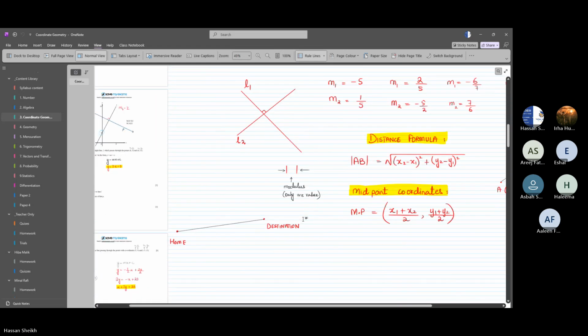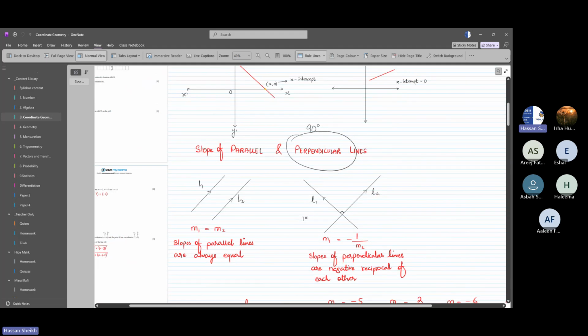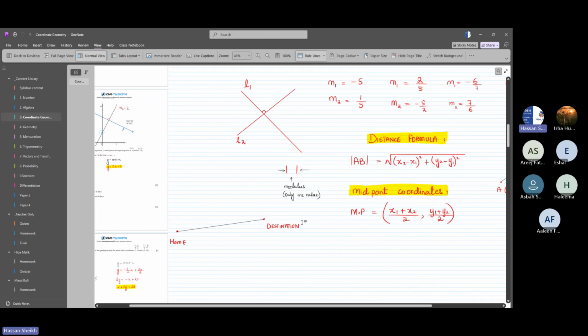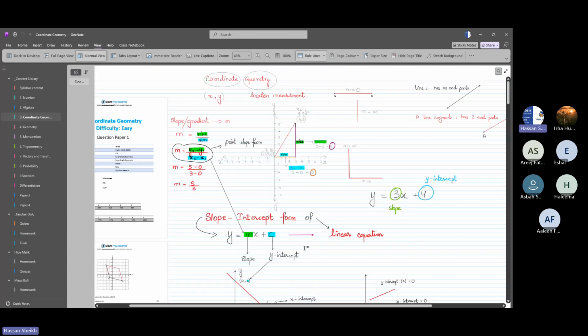Okay. Do you have perpendicular and parallel lines, Irha, in syllabus content for the assessment? Yes, sir. Do you have this distance formula and midpoint as well? Yes. Okay. So I need a 5 minute break, and after 5 minutes we're going to start with the coordinate geometry. Next 30 minutes we'll focus on coordinate geometry.